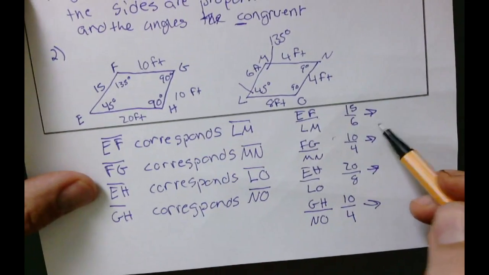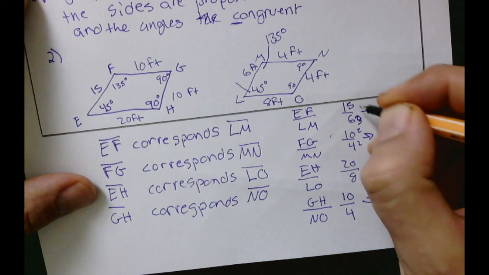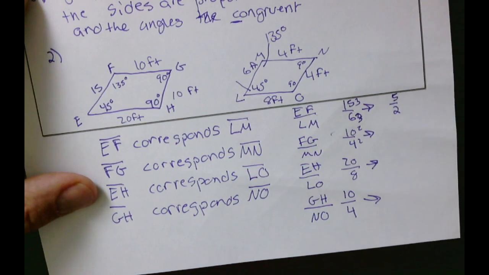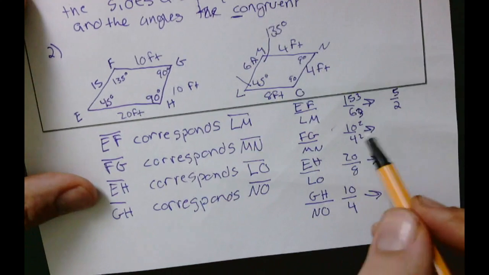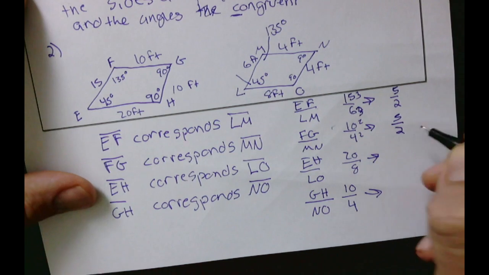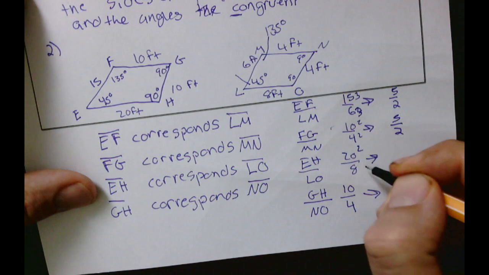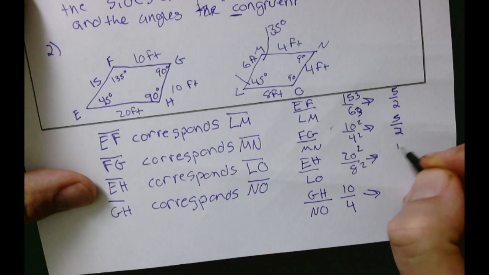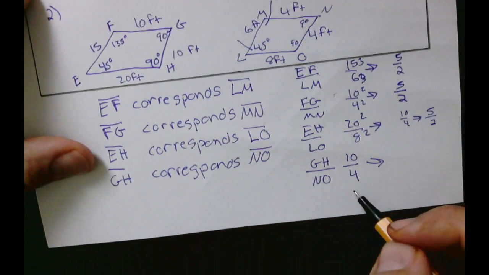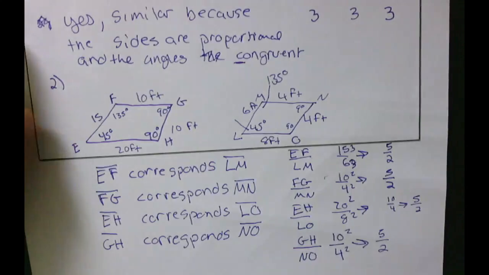So we've got 15 over 6 divided by, oh, not 2, but 3 rather. We get 5 over 2. Sounds like we're on the right track. We've got 10 over 2, which is 5, and 4 over 2, which is 2. Then we've got 20 over 8. Divide both by 2, we get 10 over 4, which simplifies to 5 over 2. Then we've got 10 over 4, which simplifies to 5 over 2.